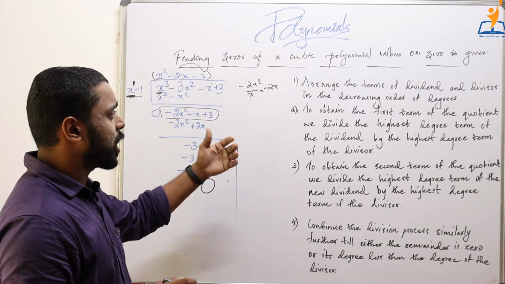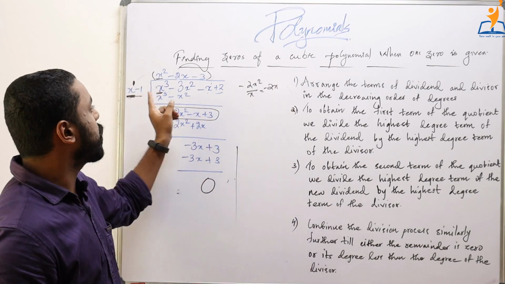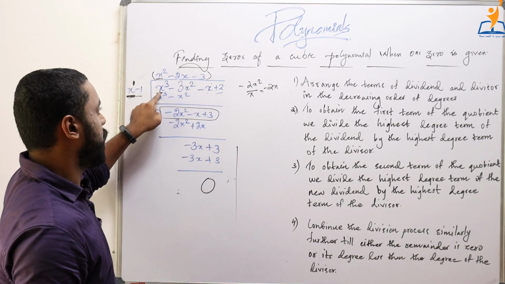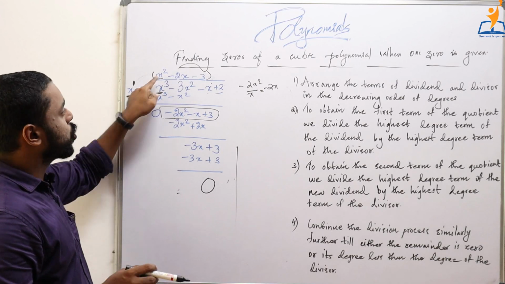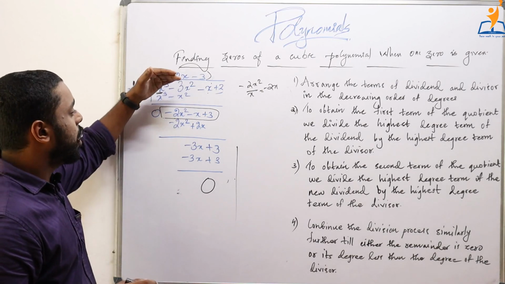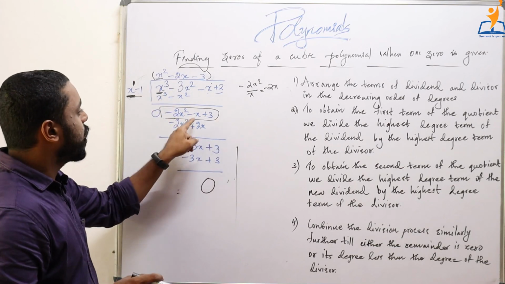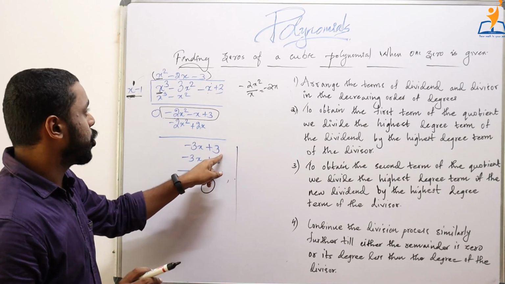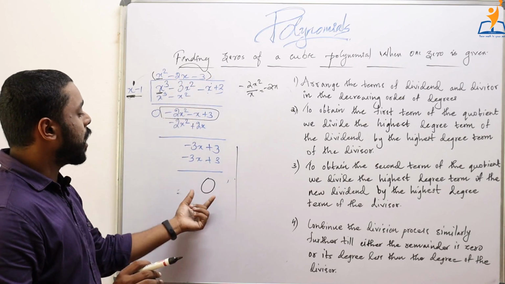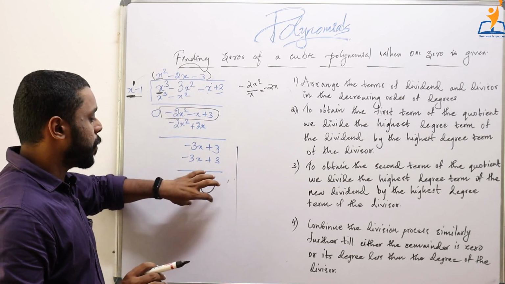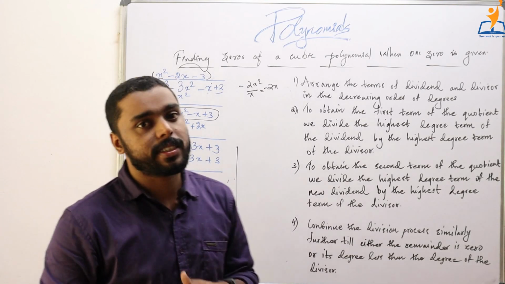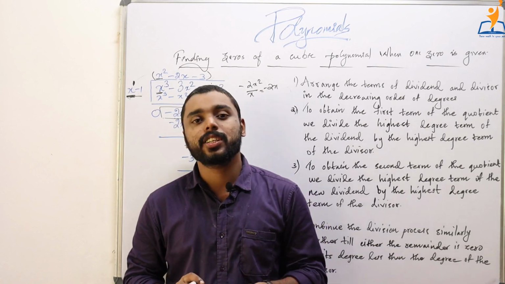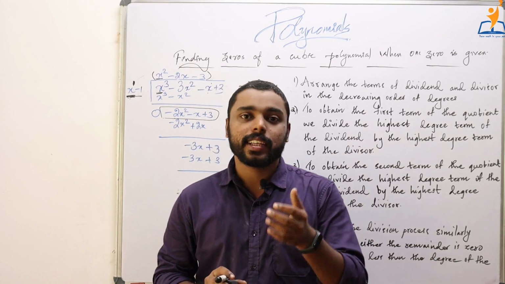So let me conclude the process once again. Always arrange the polynomials in decreasing order of degrees. Then find the first term in the quotient by dividing the highest power term of the dividend by the highest power term of the divisor. After subtraction we get the new dividend. Continue the same process with the new dividend to get the quotient, until the remainder is equal to 0. So this is the process of doing division of polynomials. We can divide any two polynomials just by following these steps.